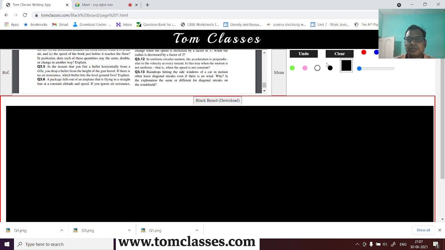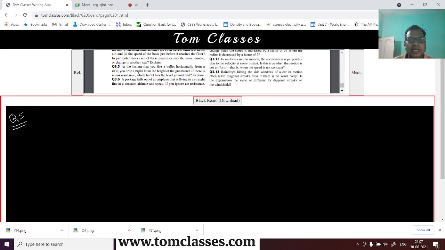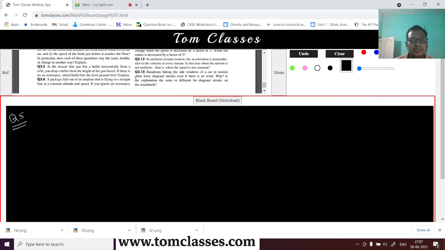Okay, let's see question number 5. What it says is that at the instant that you fired a bullet horizontally from a rifle. Okay, so it is a rifle case. So let's try to make our rifle. So let my rifle be something like this. Okay, so this is my rifle. At the instant then that you fired a bullet horizontally, right?